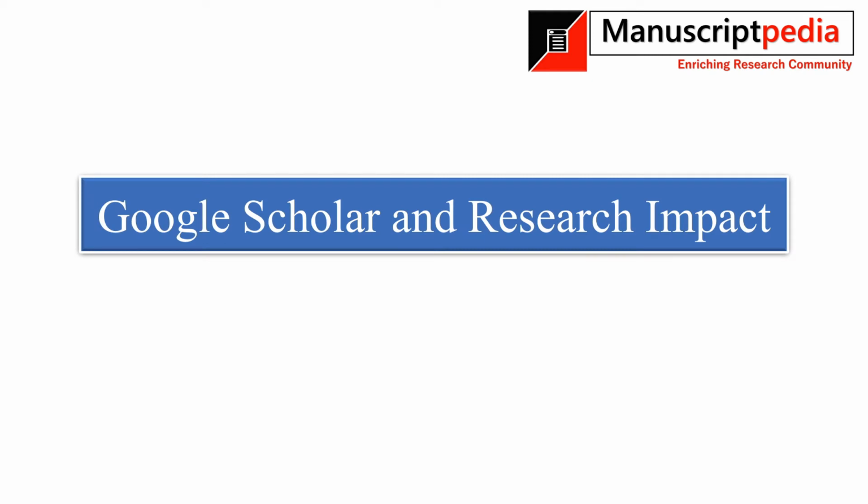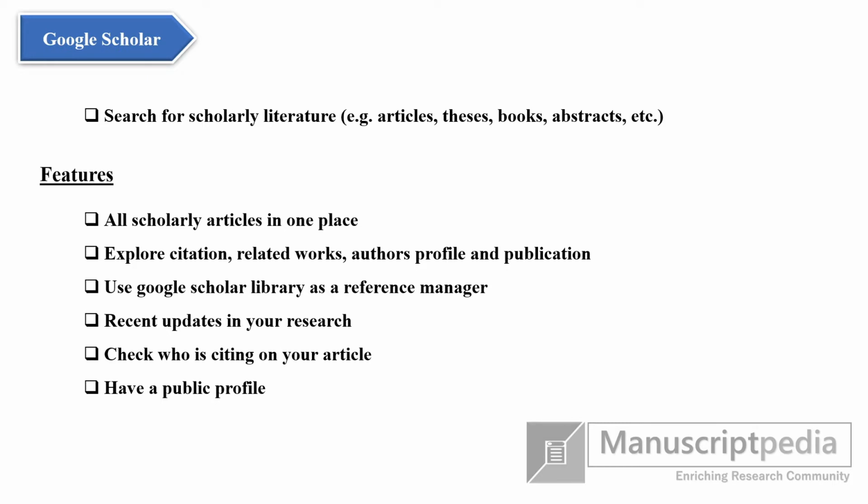Hi, now we are going to learn about Google Scholar and its research impact. Google Scholar is a search for scholarly literature like technical articles, review papers, theses, books, book chapters, abstracts. All kinds of published literature will be available in Google Scholar.